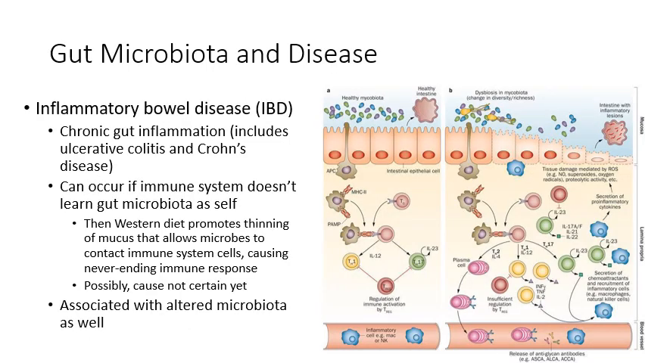So now we'll go through the different organs whose microbiota we talked about, and just talk about some diseases that are related to the microbiota that occur in those organs. So first, with the gut microbiota, a major disease that's related to the gut microbiota is inflammatory bowel disease, or IBD. IBD always involves chronic gut inflammation, which means that you have an inflammatory immune response happening in the gut that just doesn't end. It goes on for a long time.